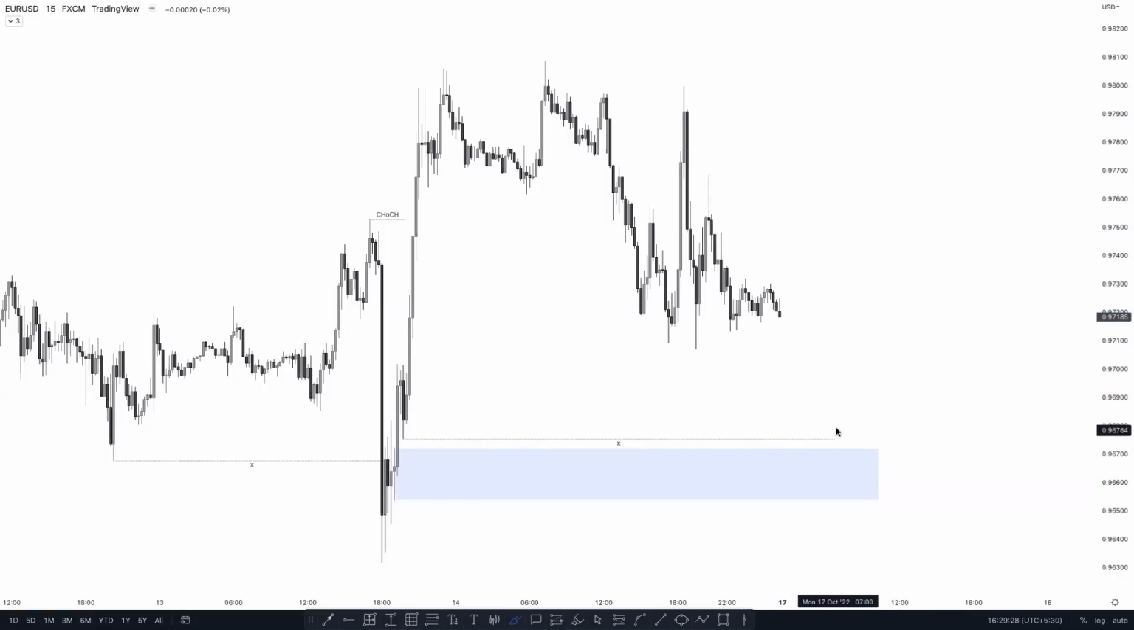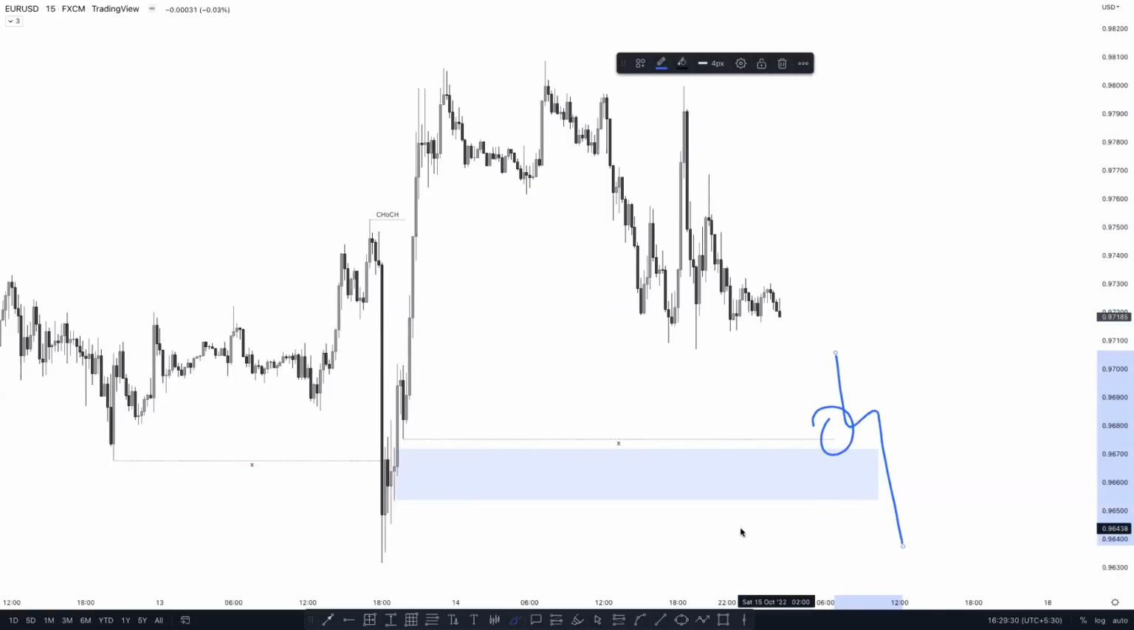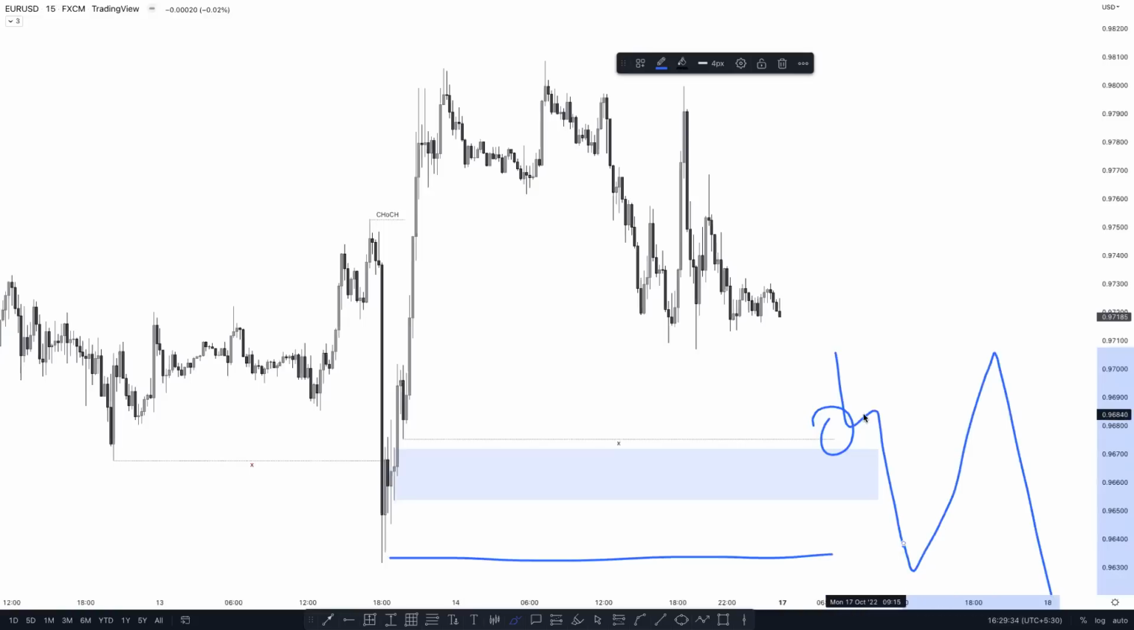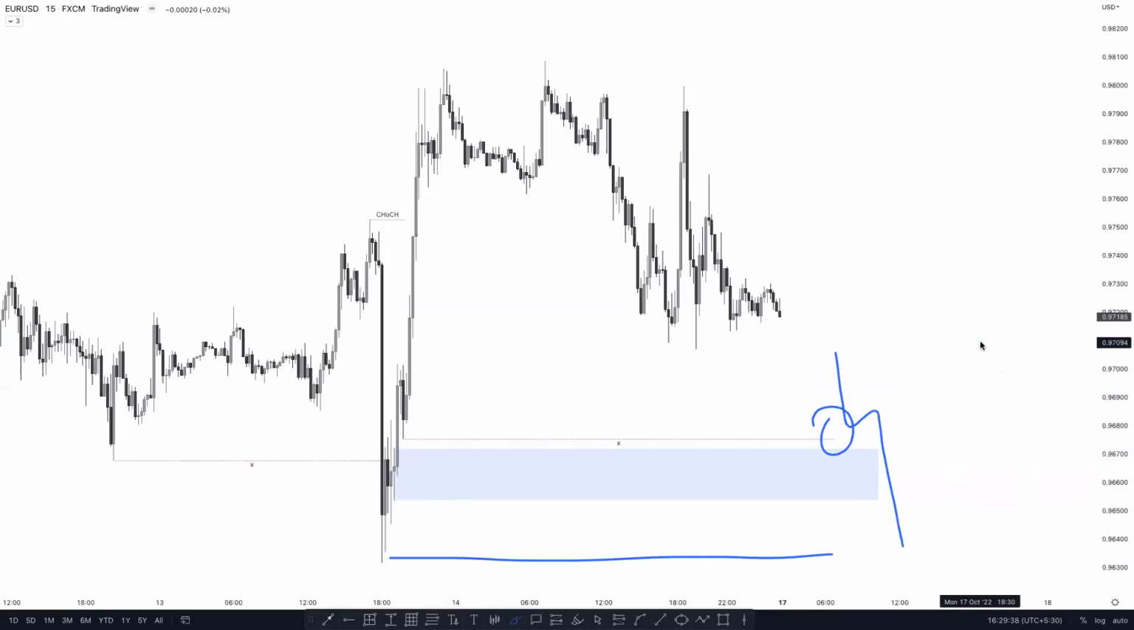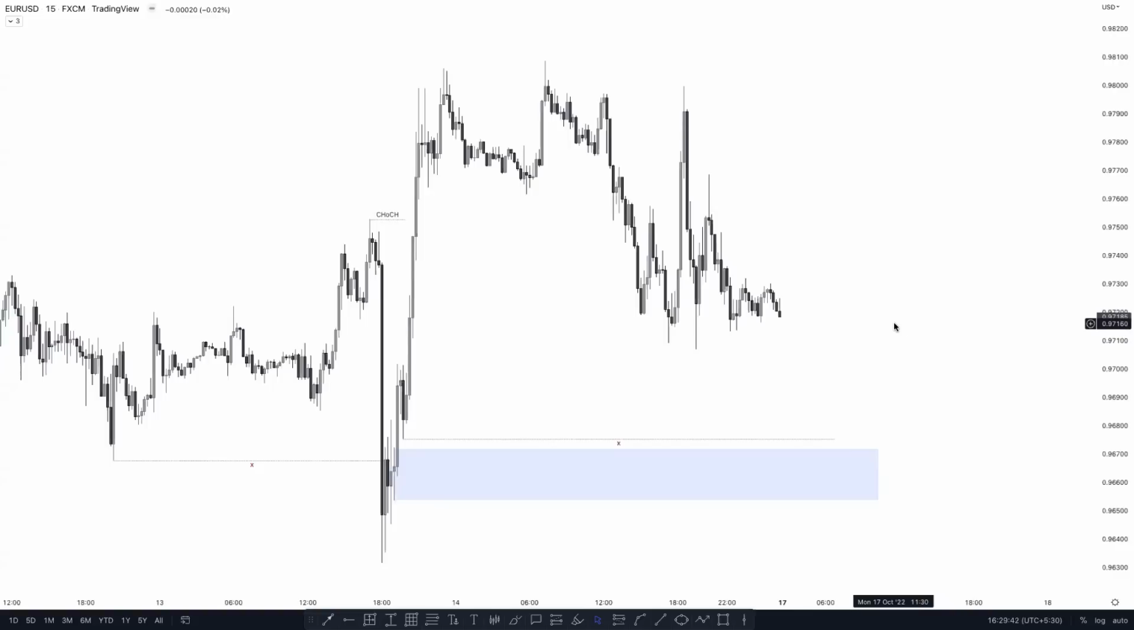If the market is unable to hold this zone and breaks this low, then we can see a continued fall after taking out the inducement at this point. So this is our 15-minute structure and daily time frame structure in Euro USD.